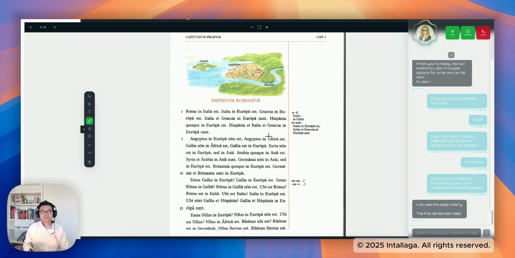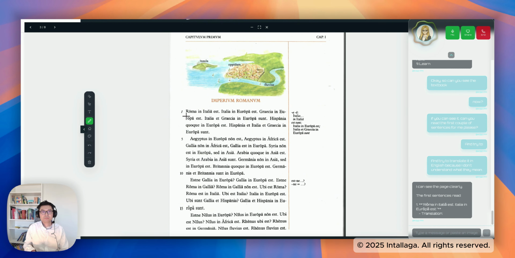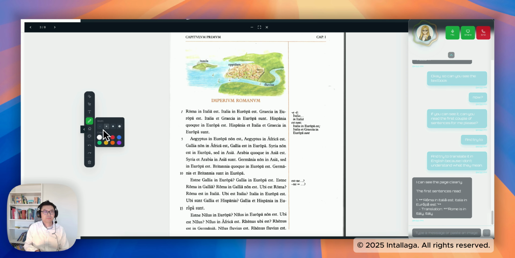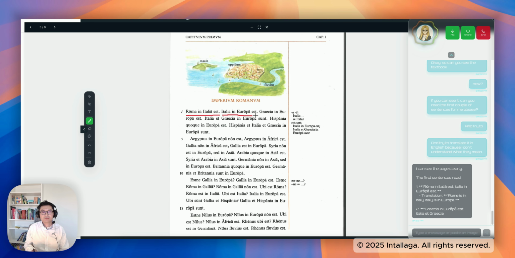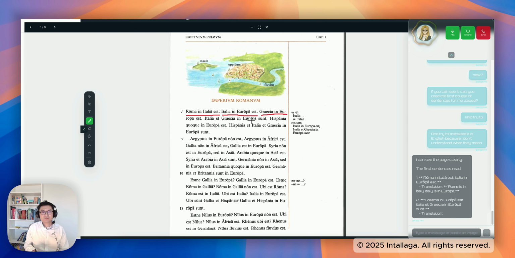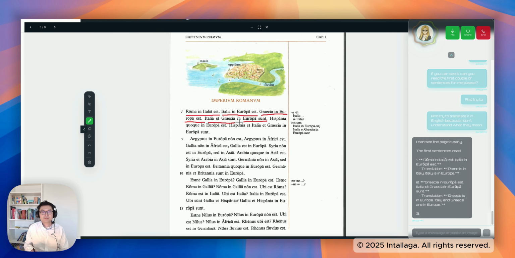The first sentences read: 1. Roma in Italia est. Italia in Europa est. Translation: Rome is in Italy. Italy is in Europe. 2. Graecia in Europa est. Italia et Graecia in Europa sunt. Translation: Greece is in Europe. Italy and Greece are in Europe.